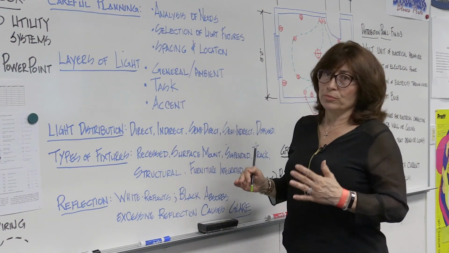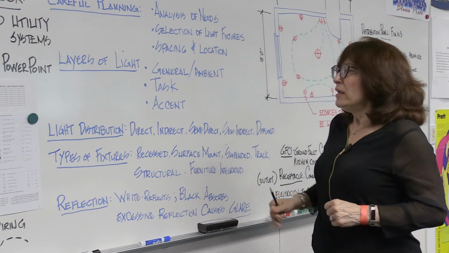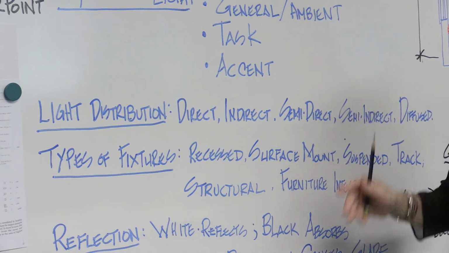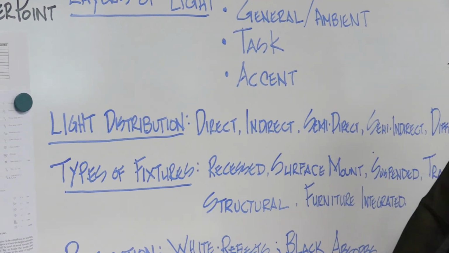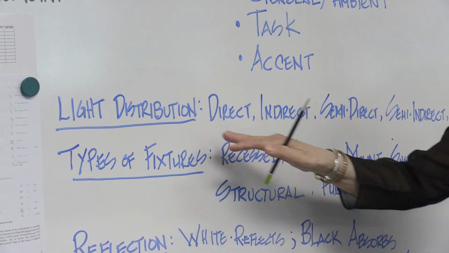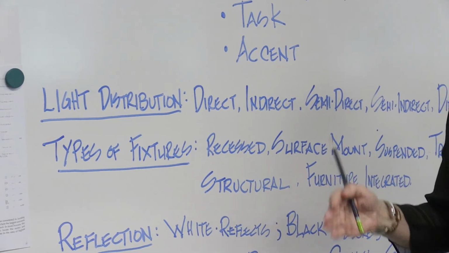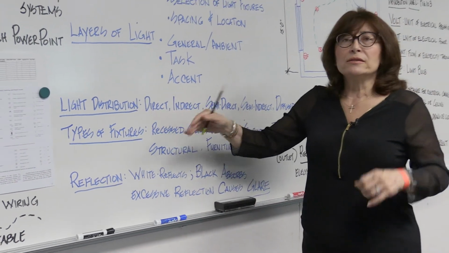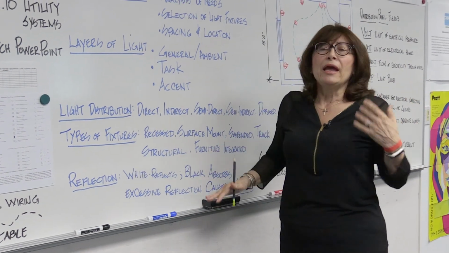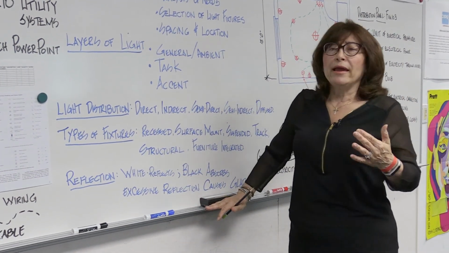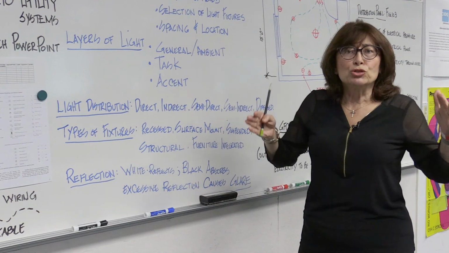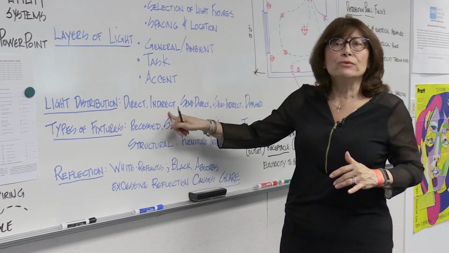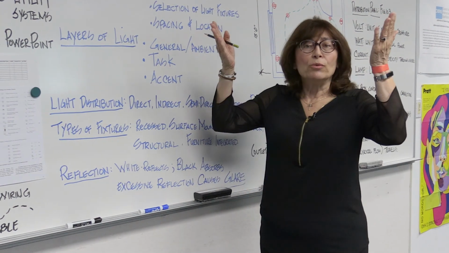identifying in your plan. In terms of light distribution, when you're selecting your light fixtures, you have to think about the distribution of light, and that is when the light is turned on, where's the light going? Okay, is it coming directly down? A recessed fixture will definitely give you direct lighting. Lighting is coming straight down. Indirect lighting is going up.